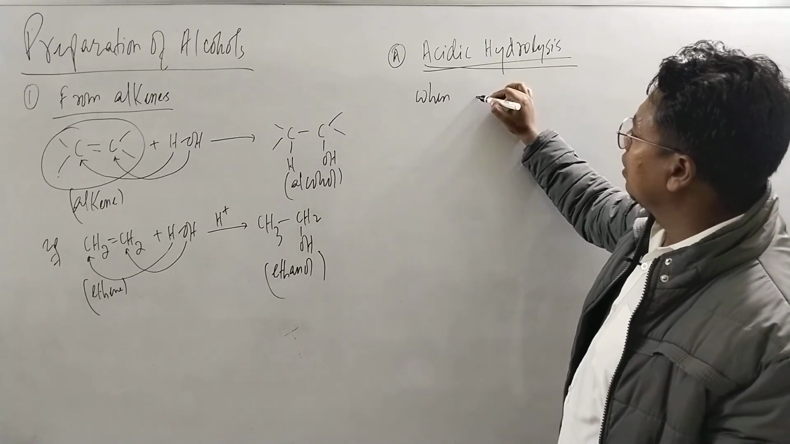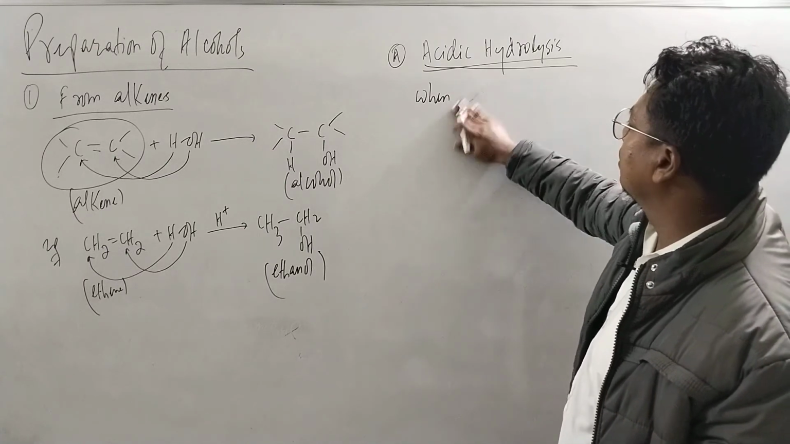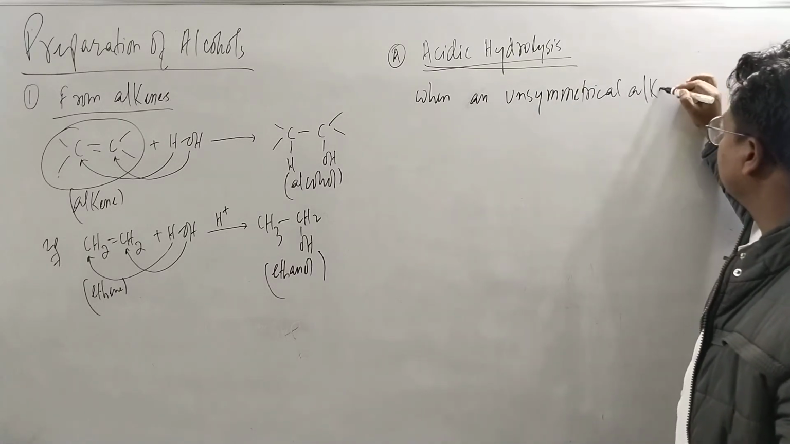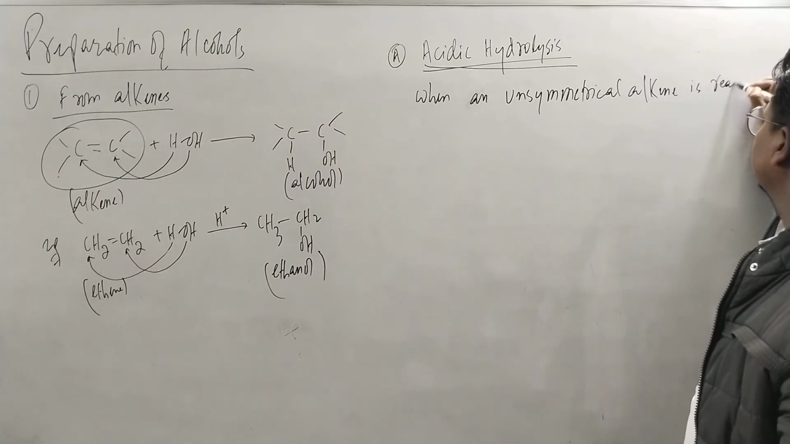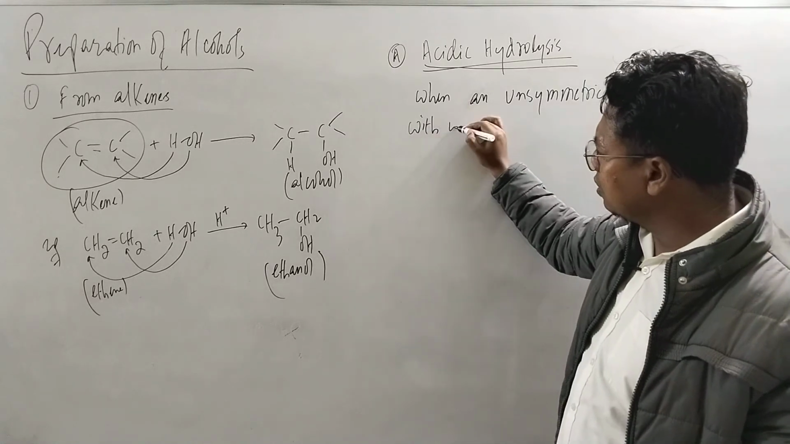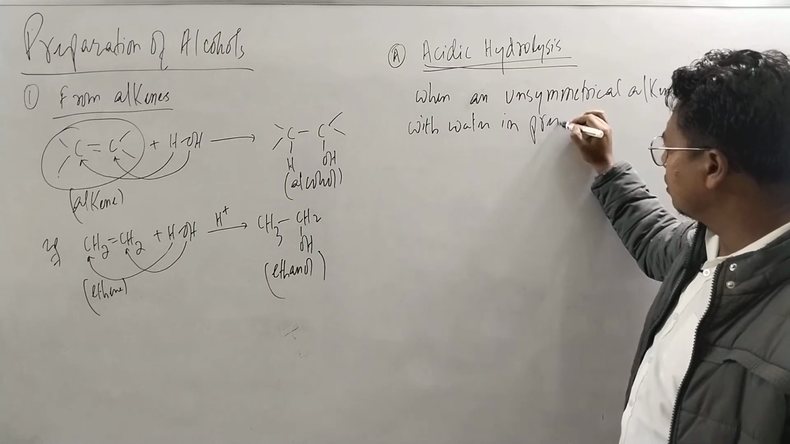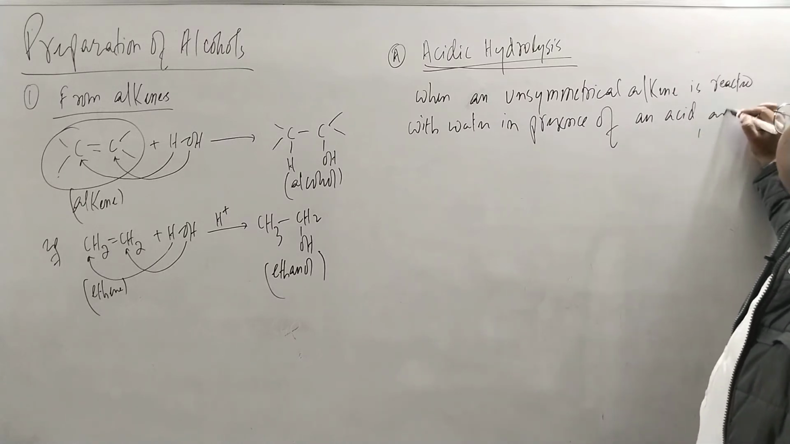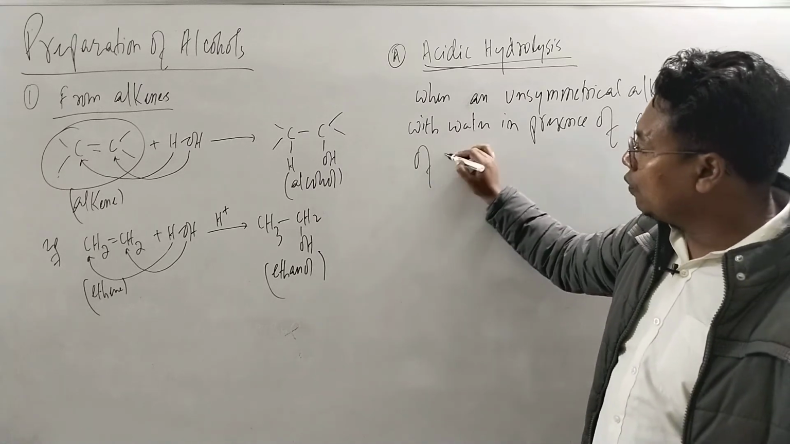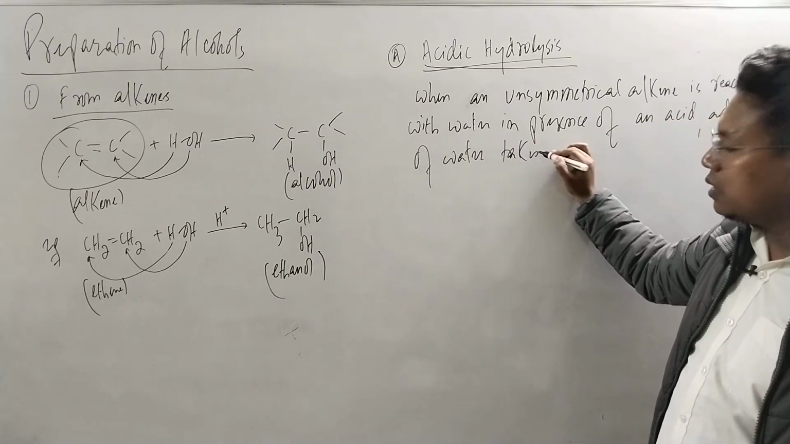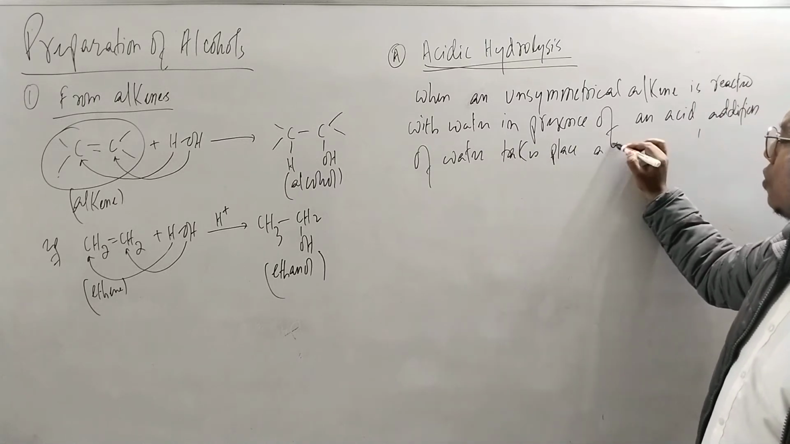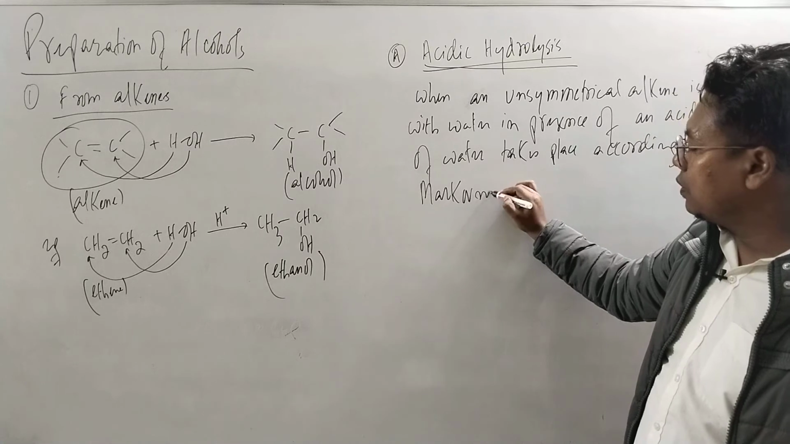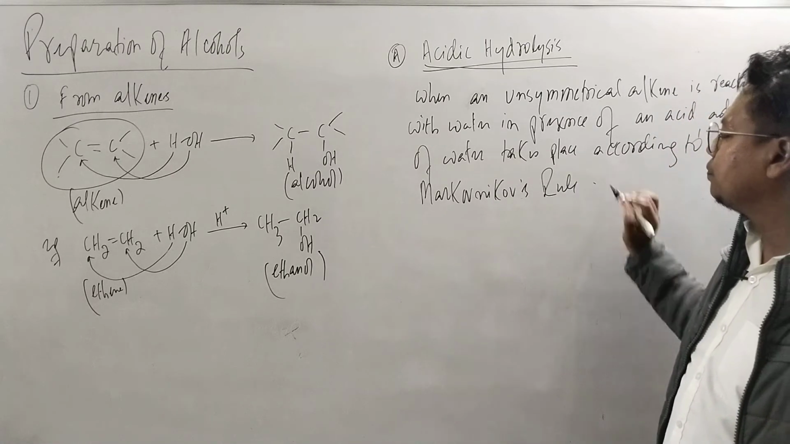So when an unsymmetrical alkene is reacted with water in presence of an acid, addition of water takes place according to Markovnikov's rule. Let me give one example.